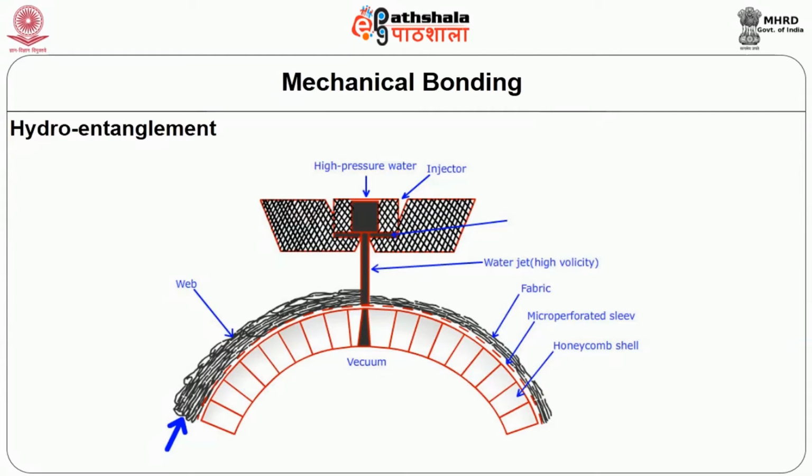You can see a circular frame which is being vacuumed, over which the fibrous web is passed through, and the high pressure water jets are normal to it. As the water impinges on the fibrous mat, you can see the consolidation happening, and the excess water is being drawn through the vacuum at the bottom.